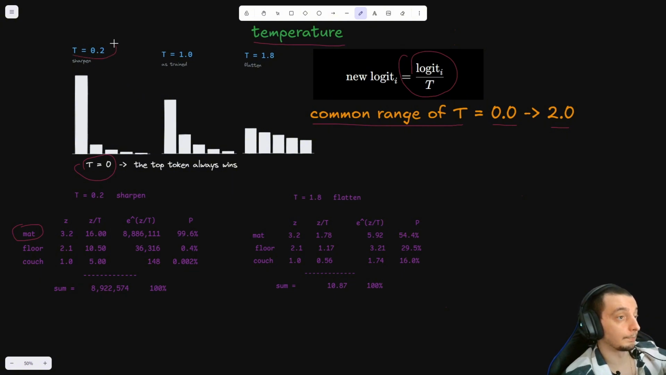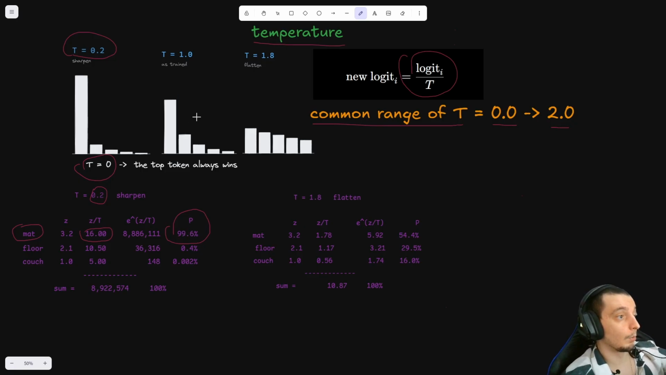Then we have lower values of t. We use them when we want the model's output to be super predictable, because as you can see, it sharpens the difference between the scores. And the favorite score, for example, the math over here, which had the greatest value in the list already, gets even bigger. Okay, we divide 3.2 by 0.2, and we get 16, which, as you can see from this pool of tokens, gets super high probability.